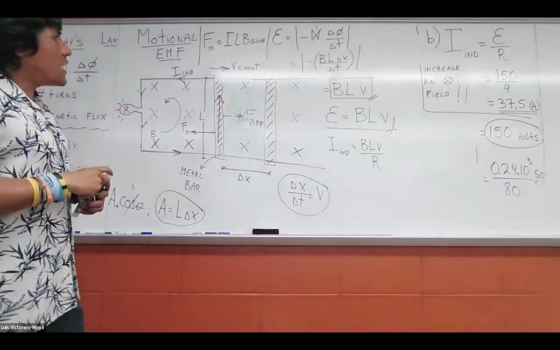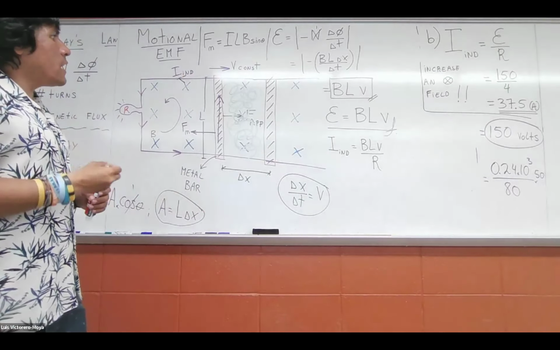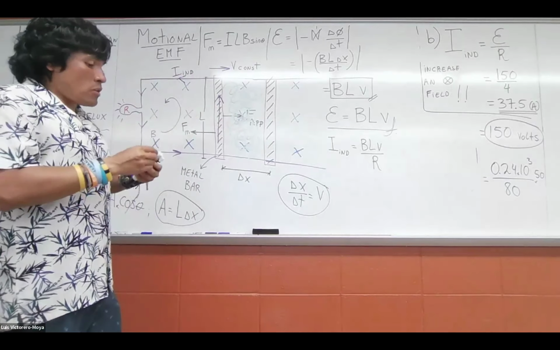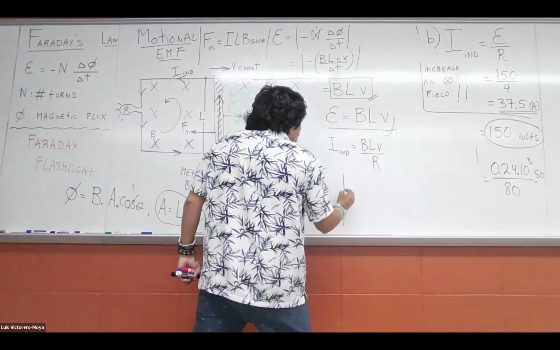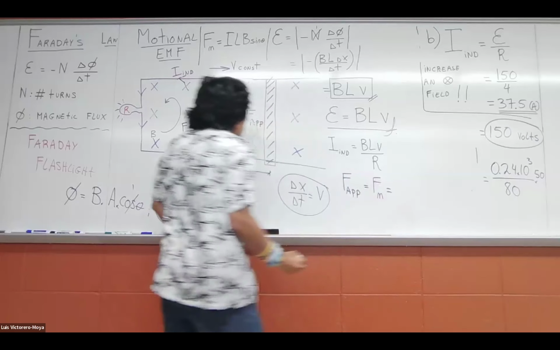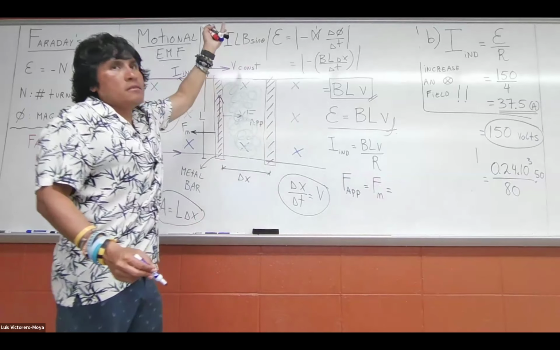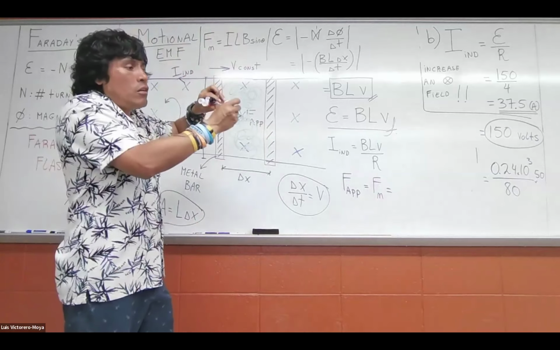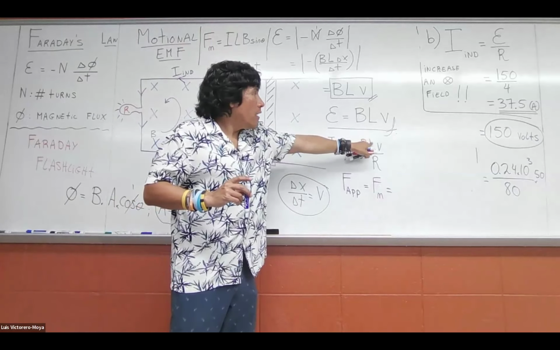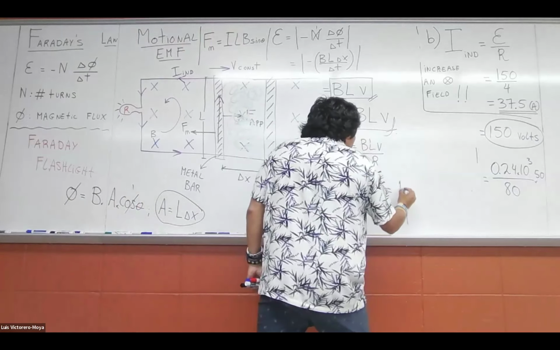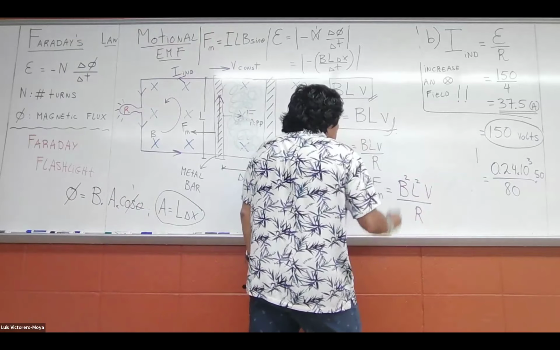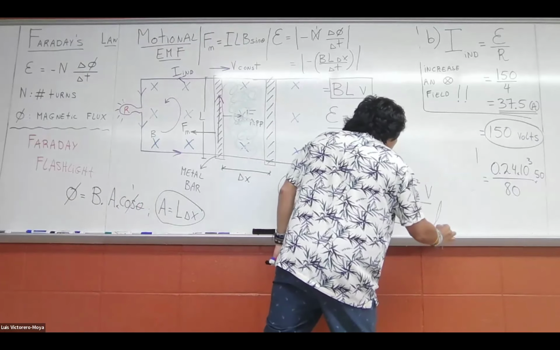So what other things can I find in the motional EMF? I can find the applied force or magnetic. The applied force is equal to the magnetic force. So the force applied is equal to the magnetic force, which is equal to ILB sine of 90. The angle between the field and the current is 90 degrees. So I L B. So B squared, L squared, V divided by R. Current, force, applied, magnetic.